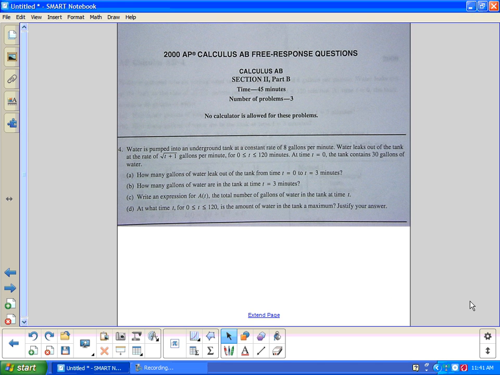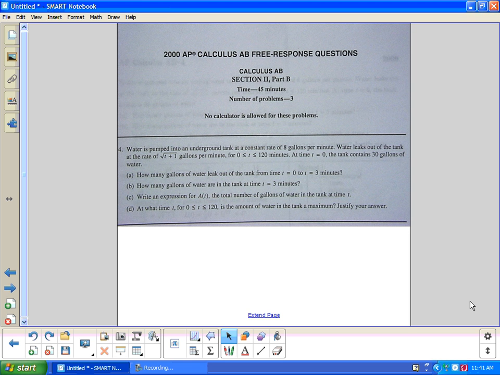All right, so 2000 free response, number 4, no calculator allowed. Water is pumped into an underground tank at a constant rate of 8 gallons per minute. So the derivative, this is a per minute type of thing, it's 8.